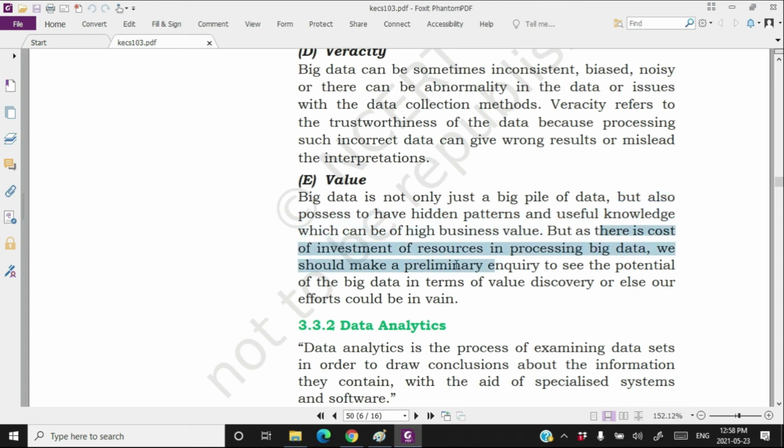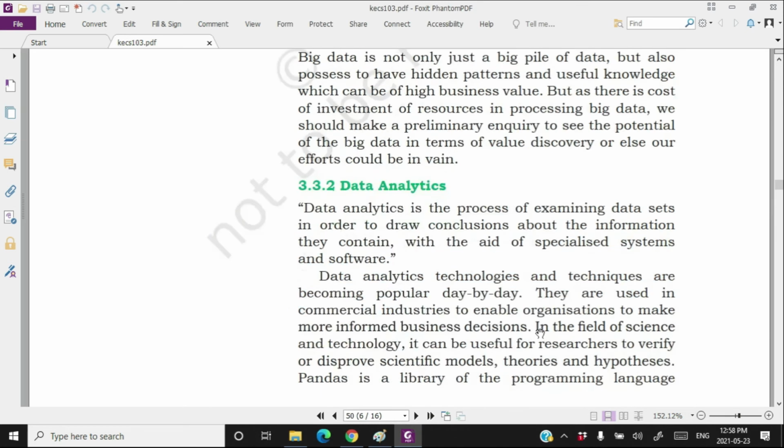But there is a cost of investing resources in processing big data, because to find the pattern, you need to process the big data. So we should make a preliminary inquiry to see the potential of big data in terms of value discovery, or else our efforts would be in vain. So these were the few characteristics of big data.